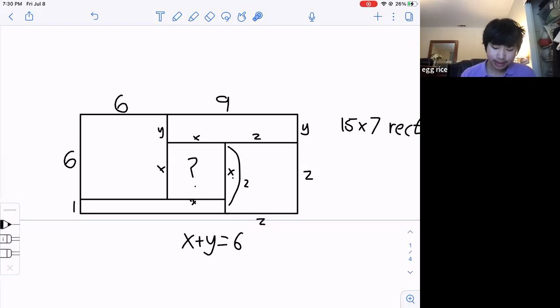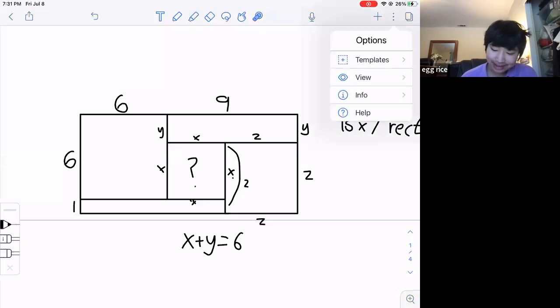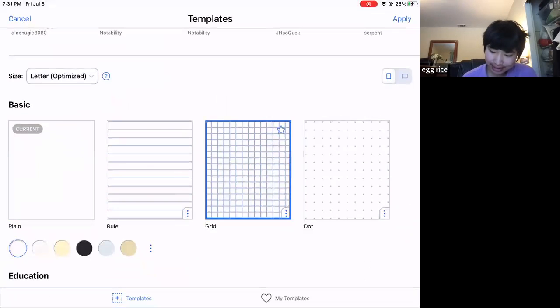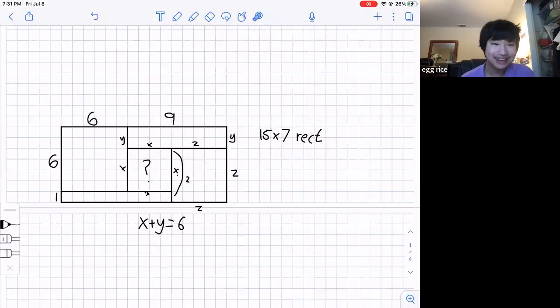So the square's height is 4. Is this, like, this square here? Oh wait, this square. This square's height is 4. Okay, so if we look at that, it is in fact 4, right?